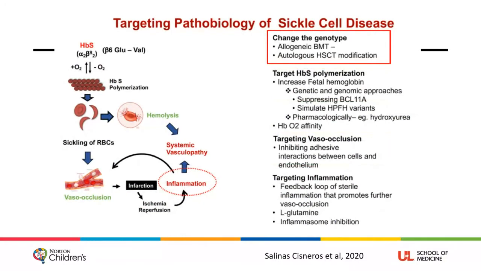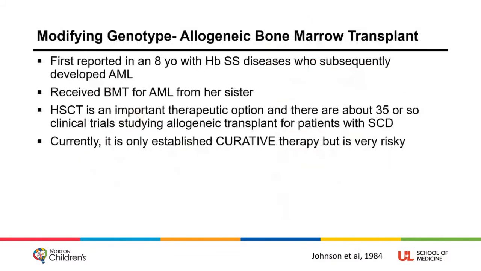And the last area of treatment is changing the genotype in patients with sickle cell disease. Modifying the genotype, one method includes allogeneic bone marrow transplant. The use of bone marrow transplant was initially reported in the 80s in an 8-year-old with hemoglobin SS disease who also developed AML. She received a matched donor transplant from her sister, who was actually a sickle cell carrier.